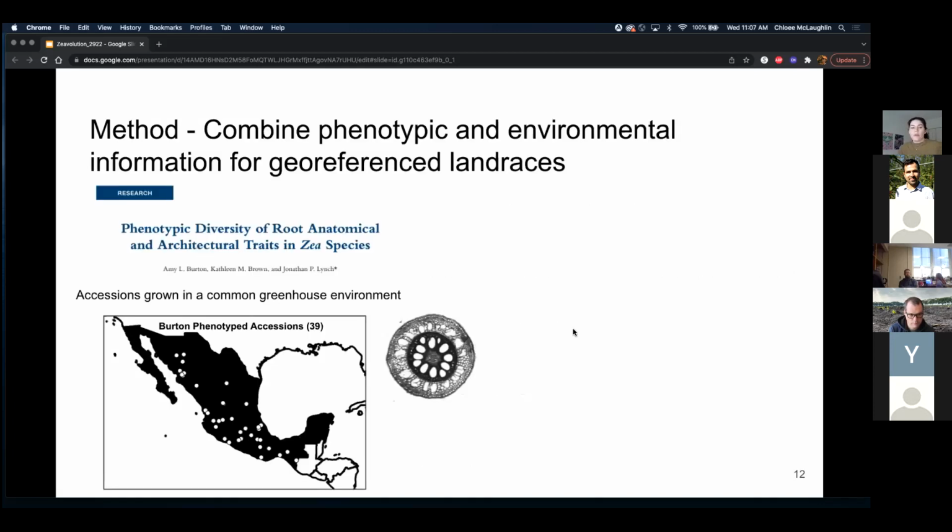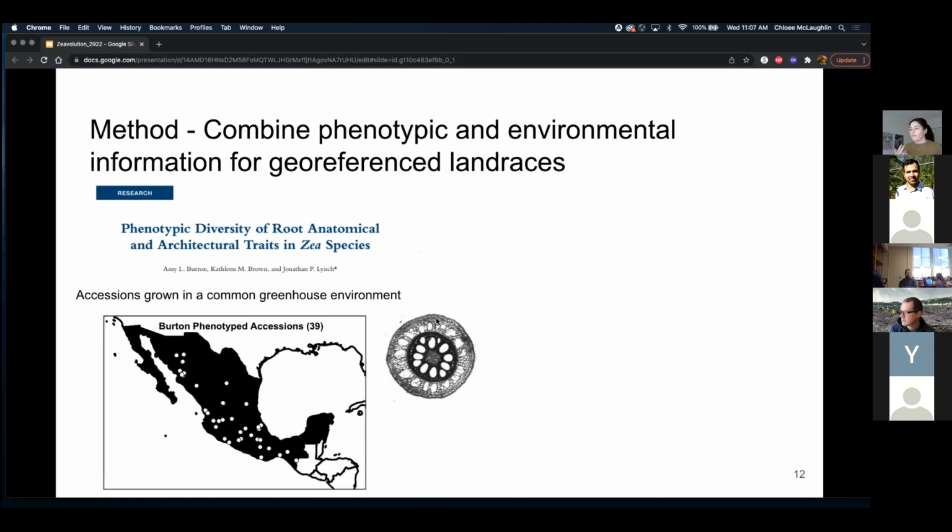So the first step was taking previous anatomical characterizations by the Lynch lab here at Penn State, where they had this really large phenotyping effort of a panel of landraces that they selected from stressful environments, and they grew them in a common greenhouse environment. We subsetted those individuals to only include Mexican maize landraces, so only including anatomical characterizations of landraces that are from maize's point of origin.